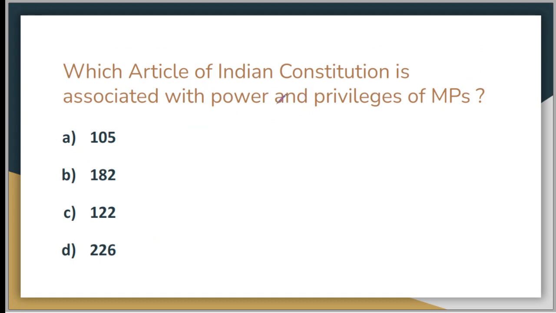Your next question is, which article of Indian Constitution is associated with power and privileges of MPs, that is Members of Parliament? So which article of Indian Constitution deals with the powers and privileges which the Members of Parliament enjoy when they are inside the Parliament? Your option A is Article 105, option B is Article 182, option C is Article 122, and your option D is Article 226.